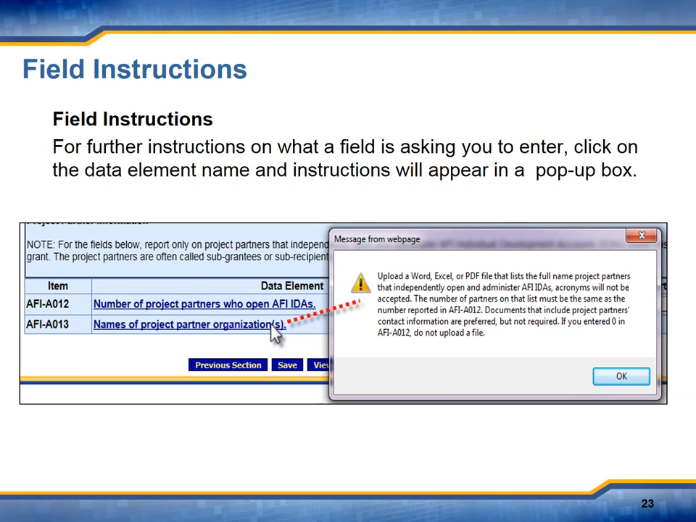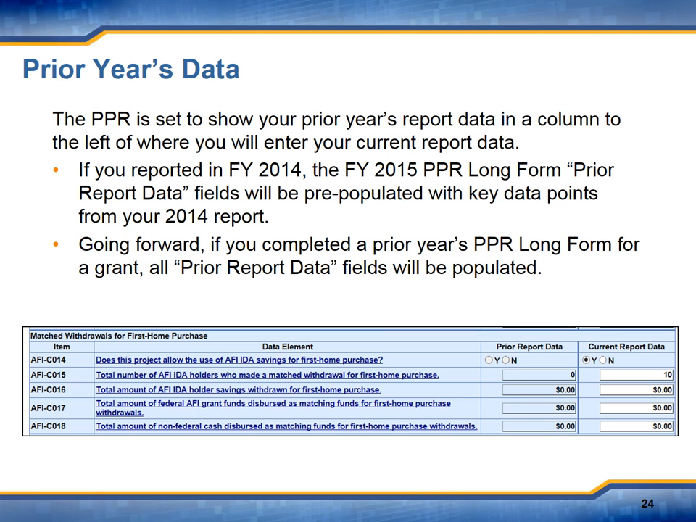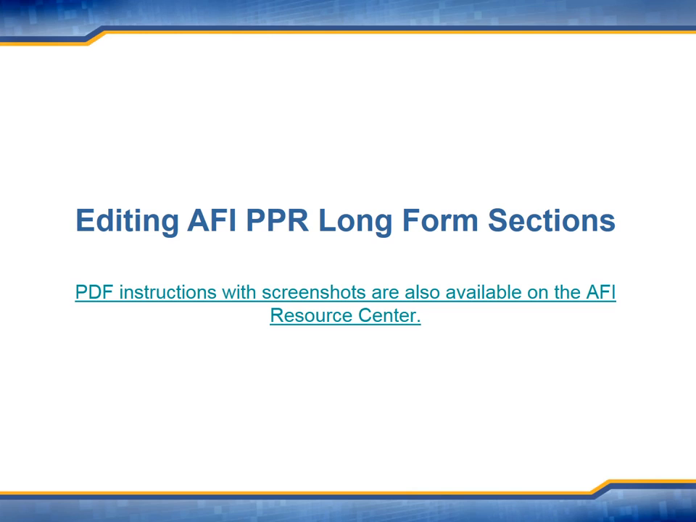For further instructions on what a field is asking you to enter, click on the data element name and instructions will appear in a pop-up box. The PPR is set to show your prior year's report data in a column to the left of where you'll enter your current report data. If you reported in fiscal year 2014, the fiscal year 2015 PPR long form prior report data fields will be pre-populated with key data points from your 2014 report. Going forward, if you completed a prior year's PPR long form for a grant, all prior report data fields will be populated. Now we'll go through the steps for editing sections in the AFI PPR long form.